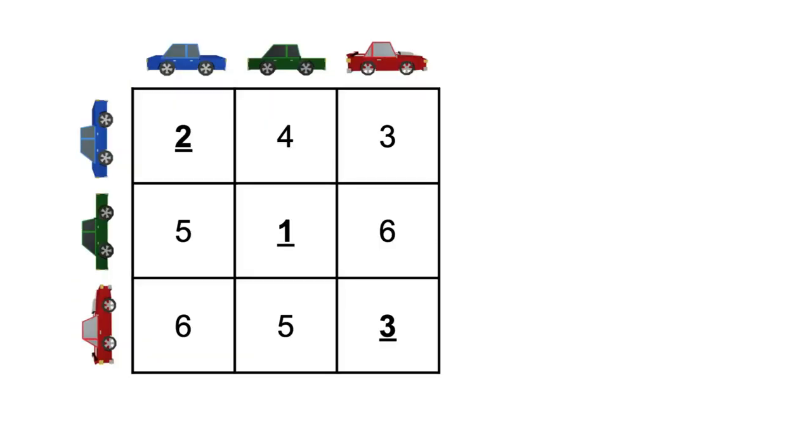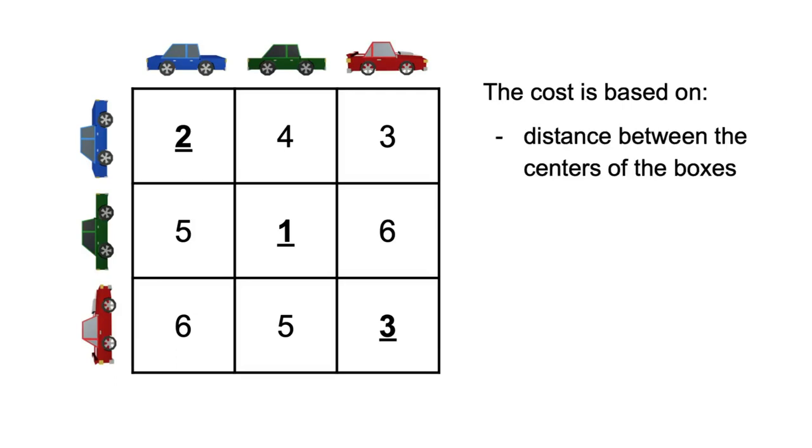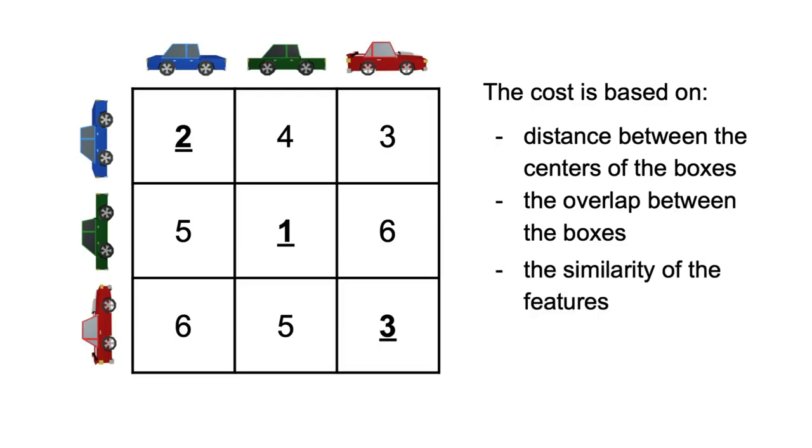The Hungarian algorithm performs object matching by assigning a cost to each pair of bounding boxes in consecutive frames. This cost is determined based on various factors such as the distance between the centers of the boxes, the overlap between the boxes, the similarity of their features, or any other relevant metric that helps us measure the similarity or the dissimilarity between objects. By analyzing these costs, the algorithm aims to find the best possible matches between bounding boxes that reduce the global assignment cost, enabling accurate object tracking across the frames.